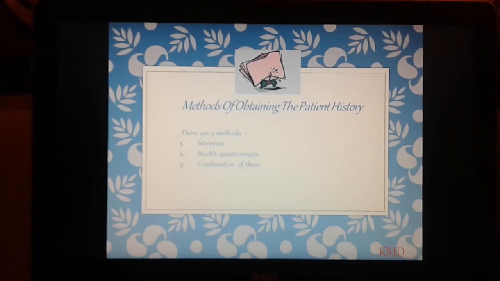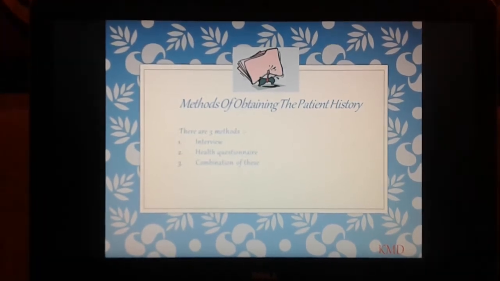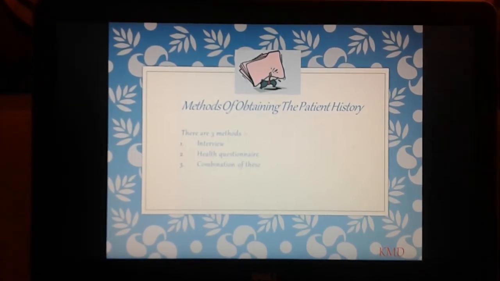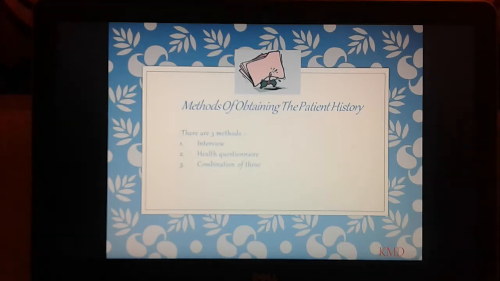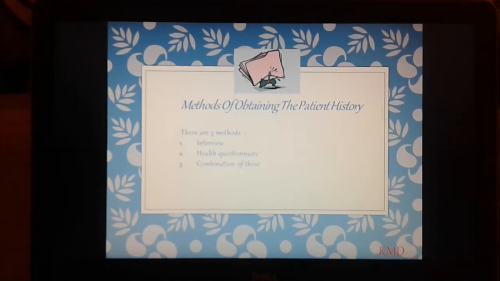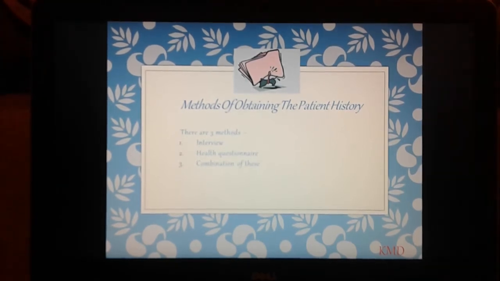The second one is the health questionnaire, which is a printed list of health related questions that the patient is requested to answer at the first appointment. Its advantage is it's quick and it offers a standardized approach for each and every patient. But the disadvantage is because it is very quick, there is very little time to build a rapport between the patient and the clinician, and the questions or their format may be interpreted inaccurately by some patients.